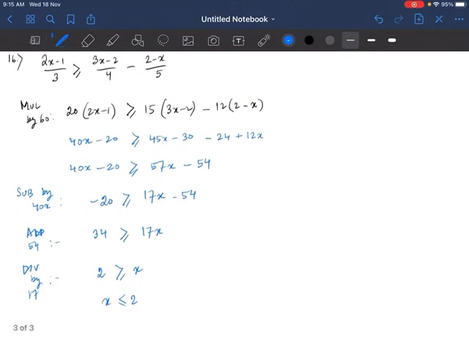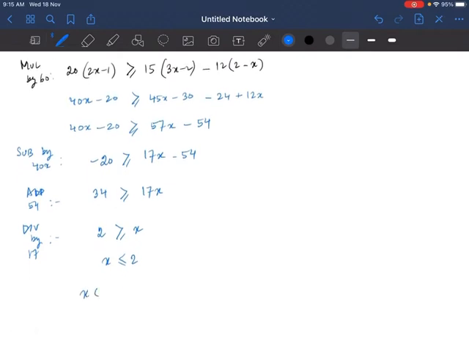Actually we have been getting just the same answer again and again. It doesn't matter. If my method is correct, my answer will also be correct. So this is what we got for question number 16.